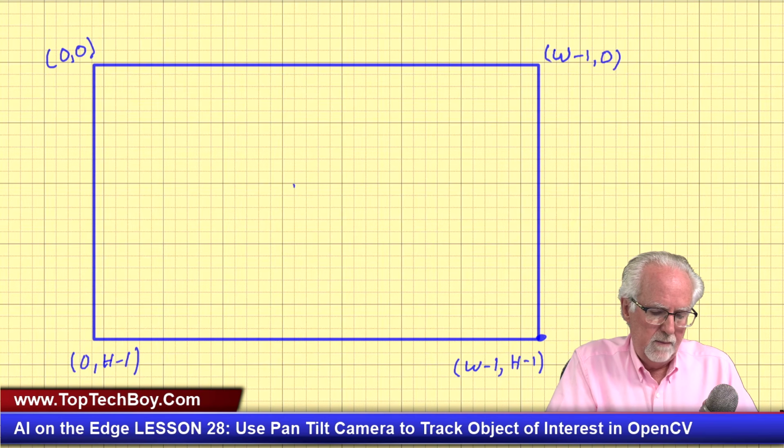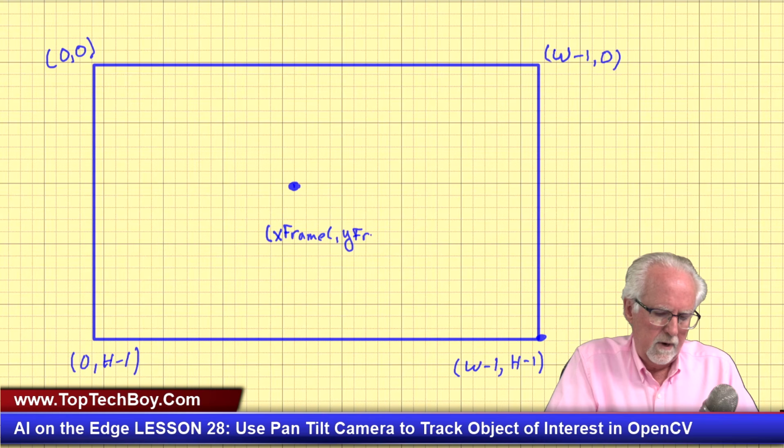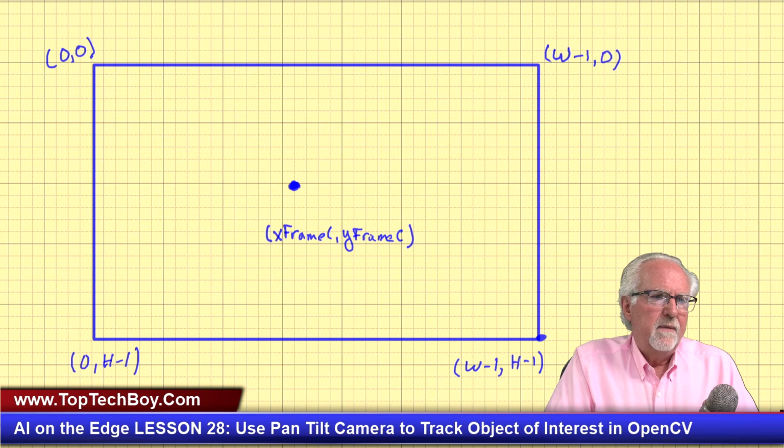And so we're going to come here and say this is the center of the frame. What will we call that? I think I will call that X frame C for center, and then Y frame C for center. So that is this value here. Well, what would that be? Well, the X frame center is going to be halfway over.